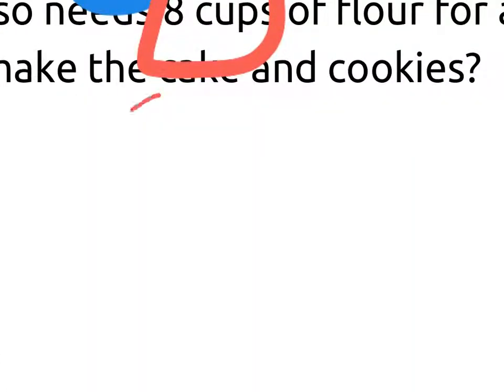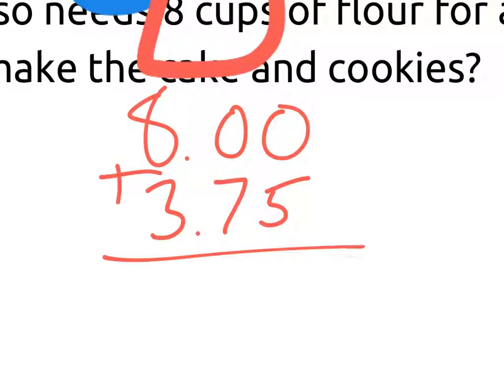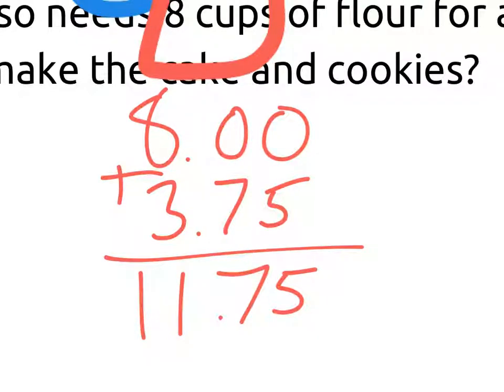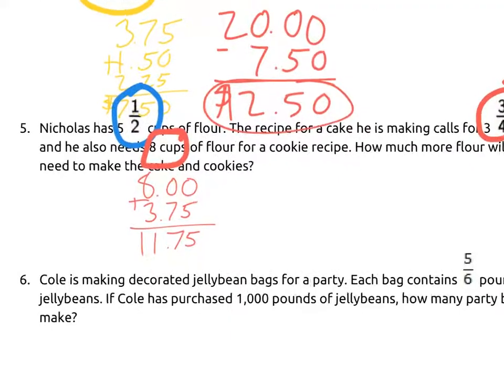So we've got 8 cups that he needs. I'm going to put my decimals on there. We also know he needs 3 3/4. Well, you can just do top in, bottom out, or divide it, but 3/4, most of you guys know this is going to be 75 cents. So we just add these two together real quick. We get 11.75. So he needs 11 3/4 cups of flour for this.